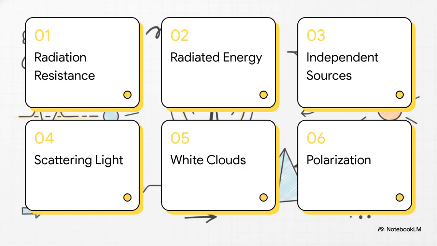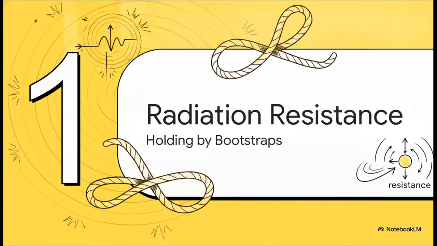The resistance of radiation, calculating radiated energy, independent sources and interference, scattering light and blue skies, white clouds and red sunsets, and finally, the secret of polarization. All right, let's kick things off with Section 1, the resistance of radiation and holding back by bootstraps.